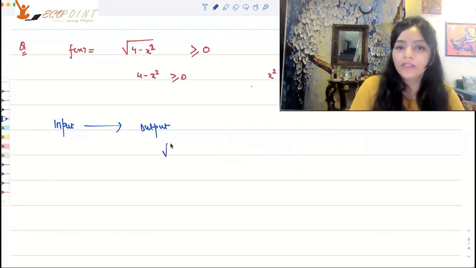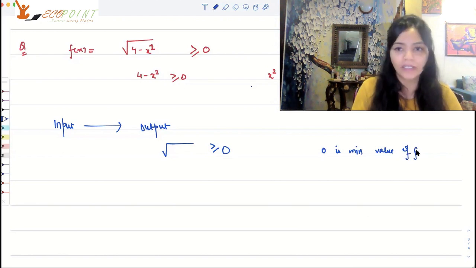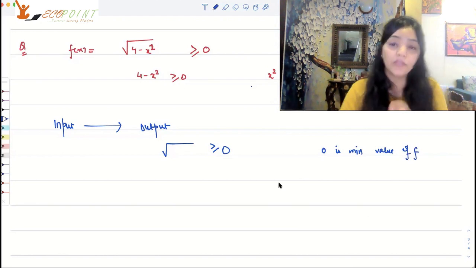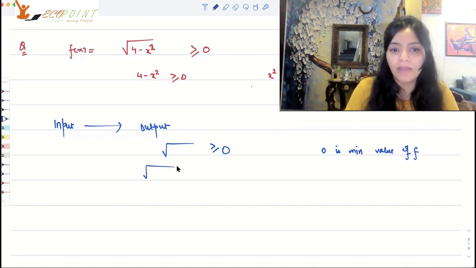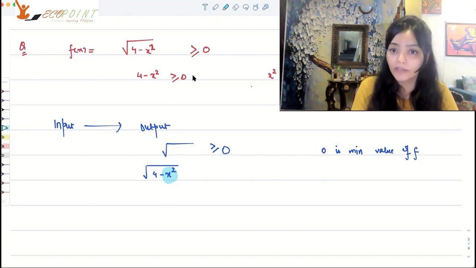Now we already know it's a square root function, so it has to be greater than or equal to 0. So therefore 0 is the minimum value of f, the minimum value that f can take. That's 0. Now you have to think in your head, what can be the maximum that f can go to? The expression that you have inside the square root is 4 minus x squared. x squared is a positive value. You are deducting a positive value from 4. So that means it will only make it smaller if you deduct something.